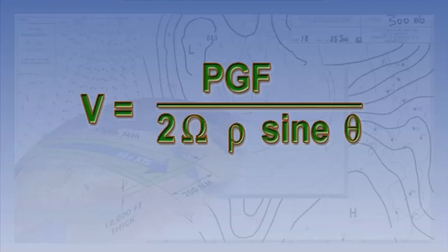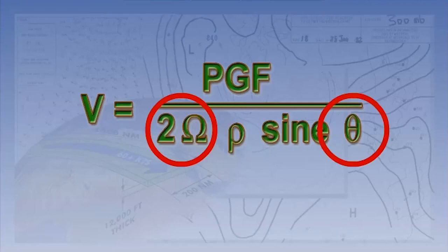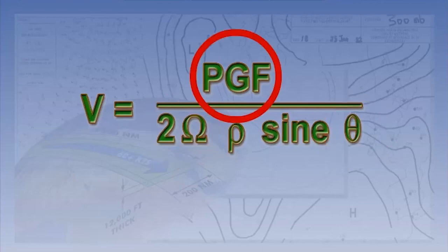The angular velocity of rotation of the Earth and the latitude components of the formula are almost constant with altitude and will be ignored within this lesson. The other main element of the formula is the pressure gradient force. As with surface winds, the greater the pressure gradient force, the greater the speed of the wind.